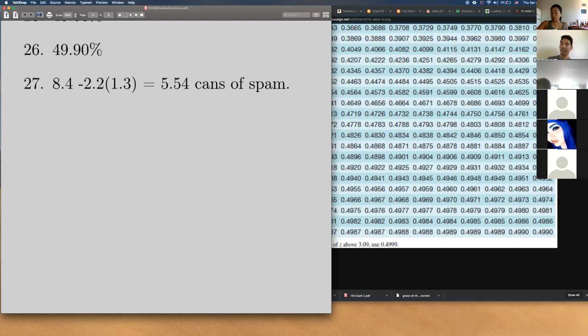These are, of course, inflated numbers because I don't think the average number of cans of Spam is 8.4 at the current moment. I think there's a shortage of Spam, probably.